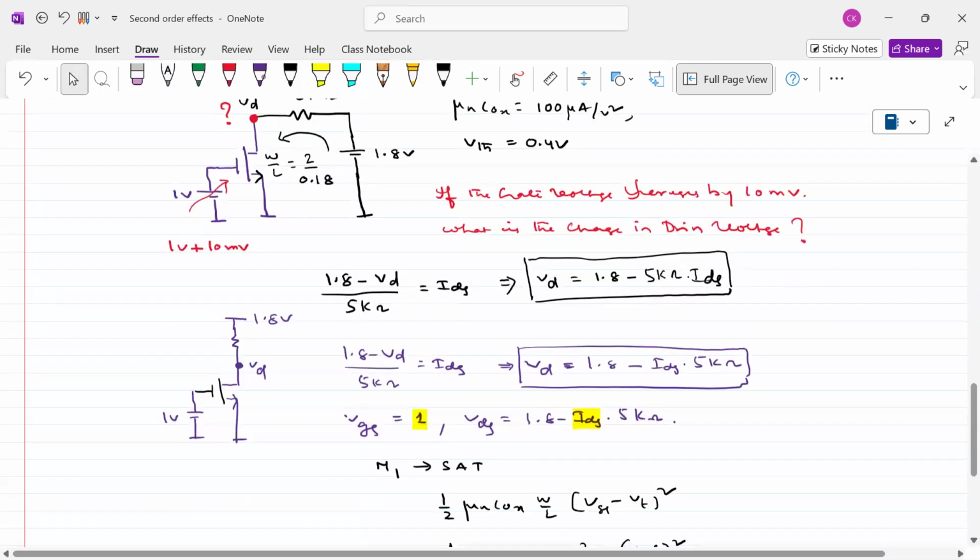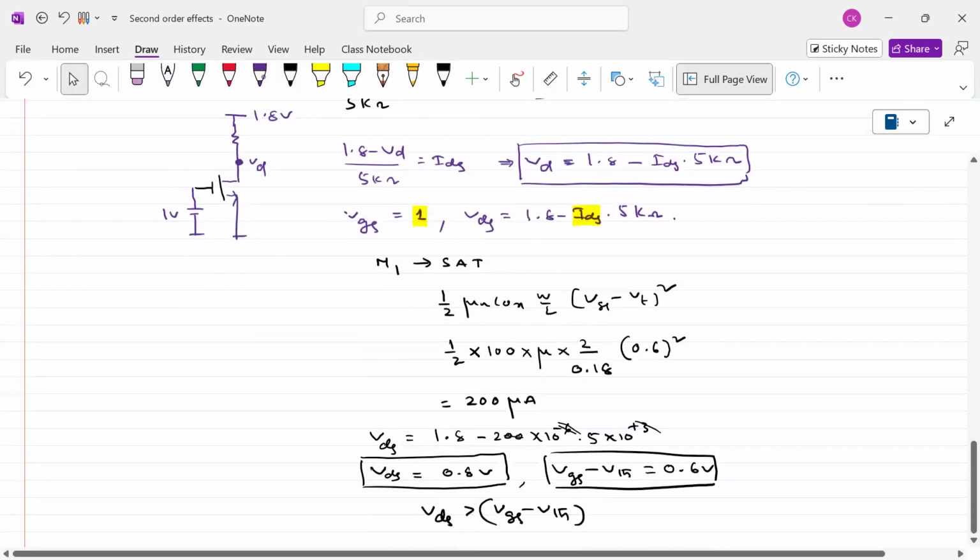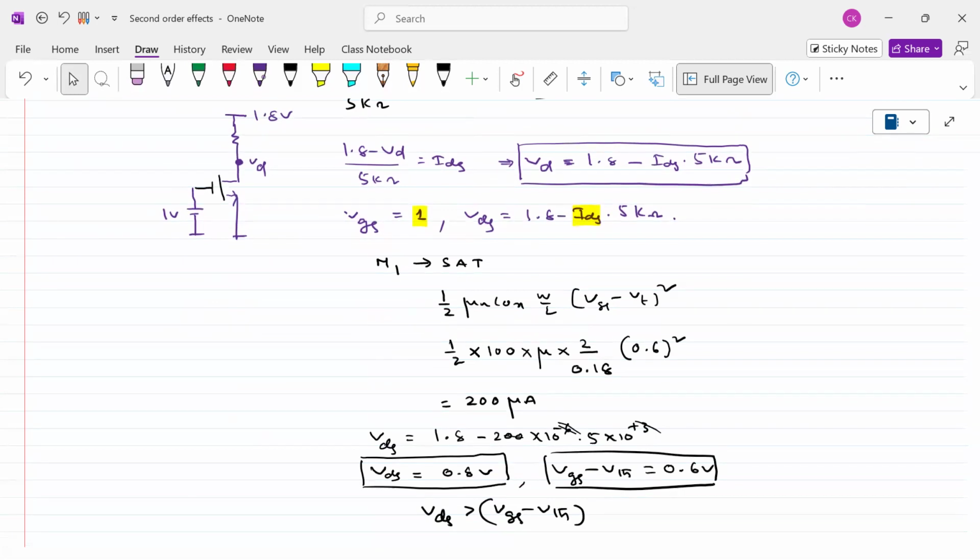Later, for example, you may say, sir, if I assume that M1 is in the linear region, then what is your conclusion? You will calculate the IDS current, put the IDS in the VDS equation, and compare VDS versus VGS minus VTH. Then definitely the VDS value should be less than VGS minus VTH for the assumption to hold.